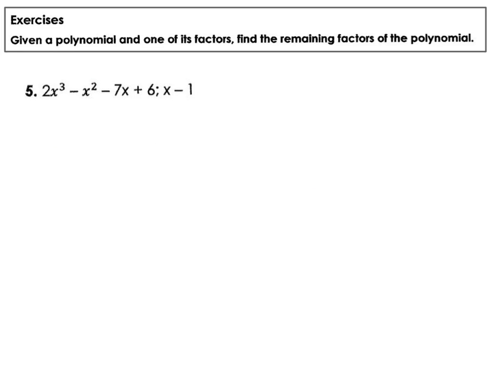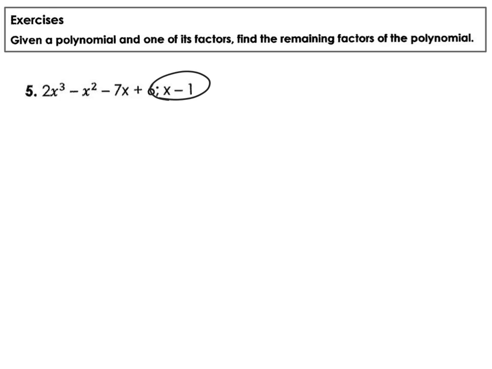All right, we're going to skip over to number 5 just because it's a little different, and I think it's important that we see problems that are slightly different rather than doing ones that are the same and wasting time. So let's skip to number 5. It's the same idea. We're given a polynomial and one of its factors, and we want to find the remaining factors. So start by setting up our synthetic substitution.